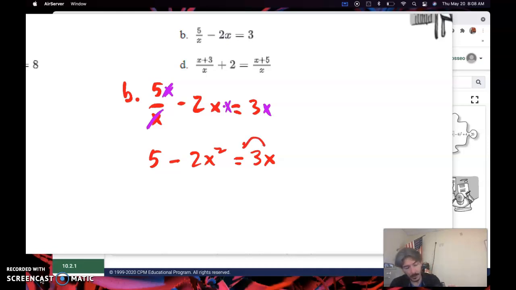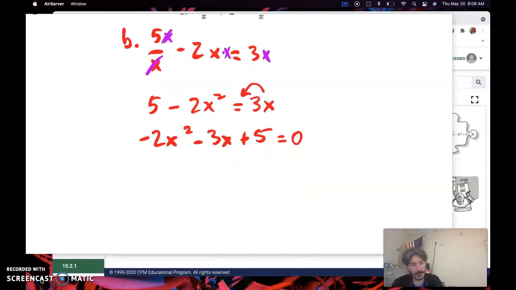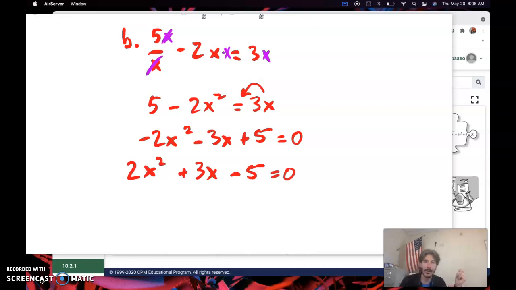I'm going to bring this 3x over and switch the sign. I'm also going to write this in standard form. All right, and now, ladies and gentlemen, just to make my life a little bit easier, I'm going to switch the sign on everything, right? 2x squared plus 3x minus 5 equals 0. I'm allowed to do that. Obviously, I'm not switching the sign on 0, but now I could say a is 2, b is 3, c is negative 5, and I could use the quadratic formula to solve this here.